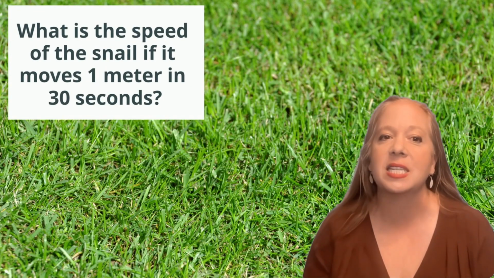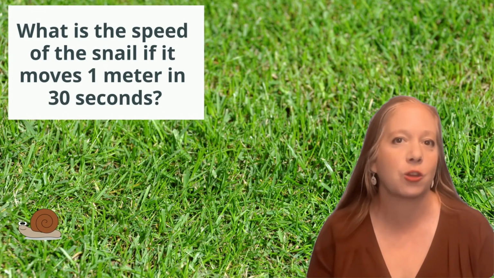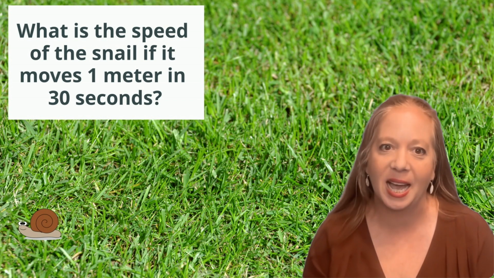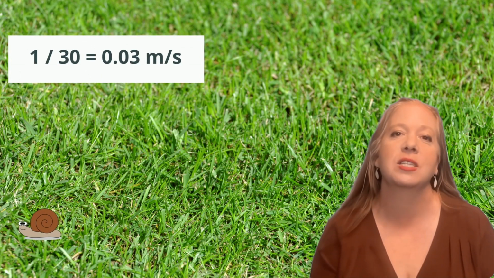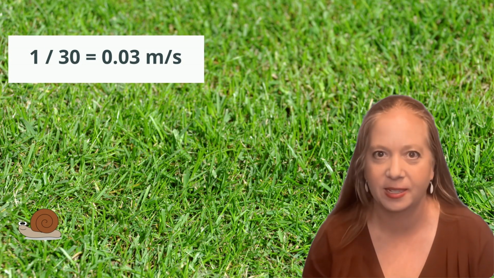But what is the speed of the snail if it moves 1 meter in 30 seconds? Again, we would take 1 meter divided by 30 seconds, and that gives us 0.03 meters per second.